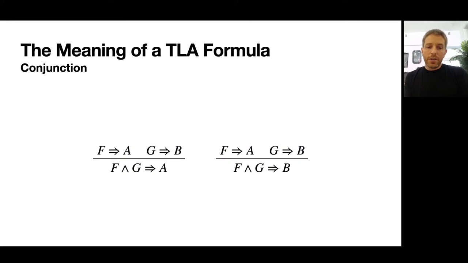That conjunction is such a simple expression of composition in TLA has some immediate consequences. For example, it is an immediate result of propositional logic that if F implies A, meaning that the property A holds in F's world, and G implies B, then the conjunction of F and G implies both A and B. This is always true, but we must be careful as it could be true vacuously. The intersection of the two worlds could be empty if the conjunction of the two formulas is equivalent to false.